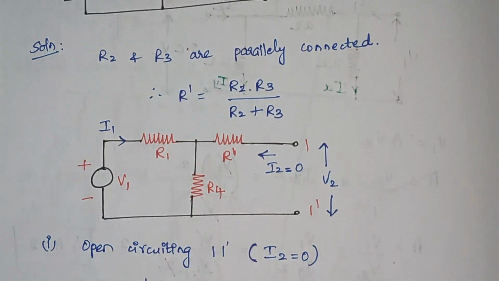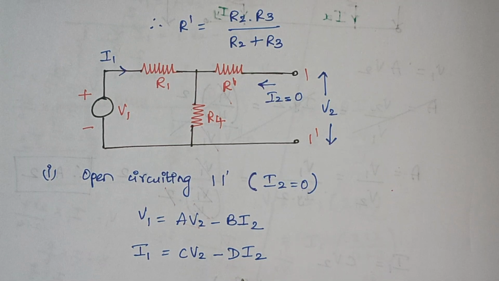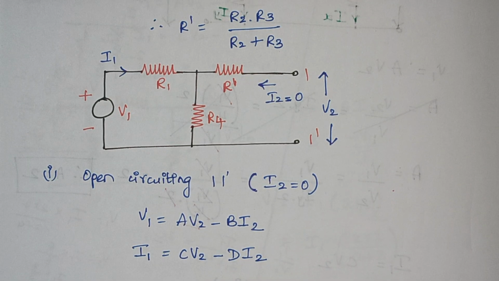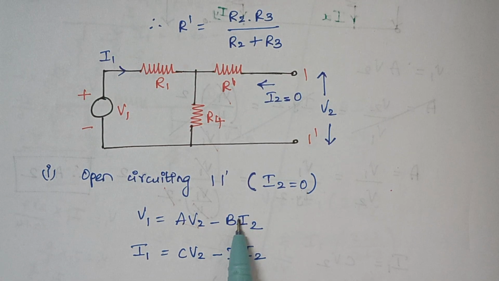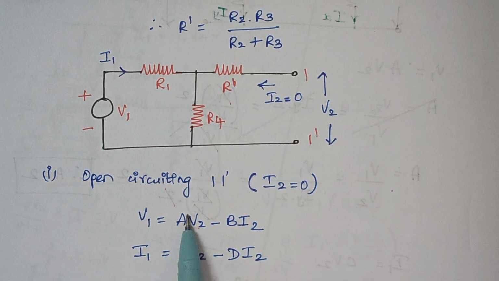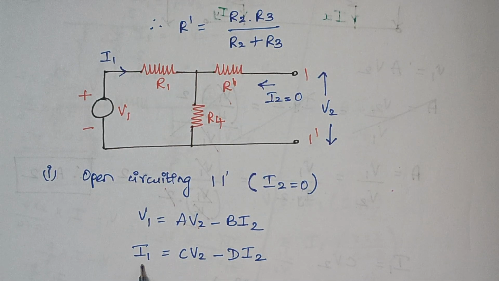Then we start with writing the basic equations. This is the basic equation related with ABCD parameters. As a first step, we are going to make the value of I2 as 0. When I2 is made 0, we can easily calculate the value of A from this equation and the value of C from the second equation.